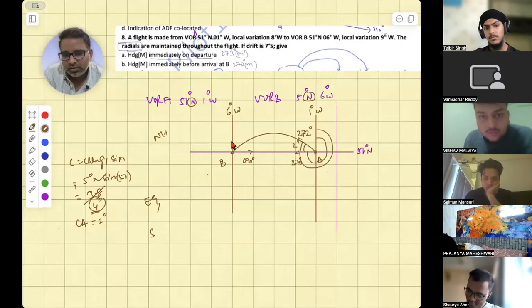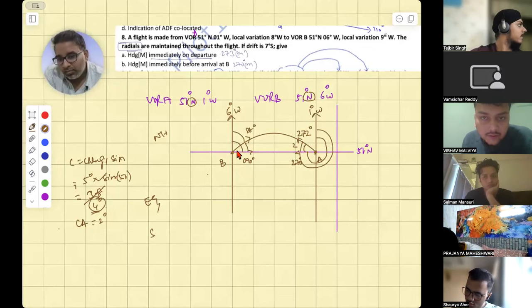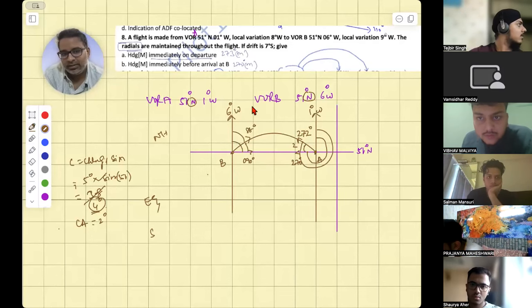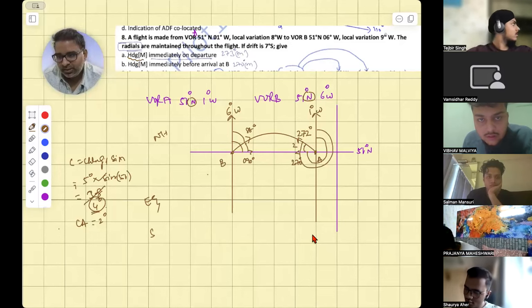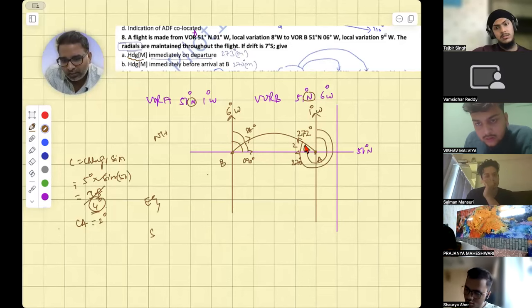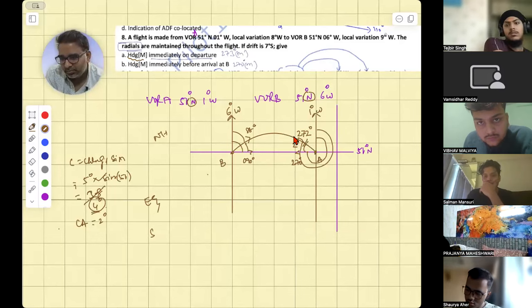So if this is 90, this is north, in a Mercator chart. This is 2, and how much would this be? 88 degrees. But these are tracks. They are asking the heading to follow. Because you have to follow this track like this, for example, immediately on departure. So this is your departure track, 272.